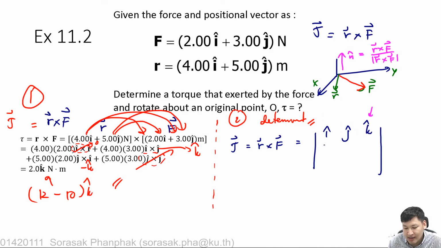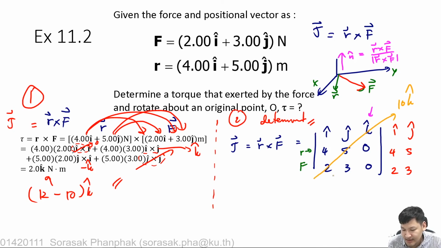So how about R in the first row? We're going to substitute the components of R. So it's 4, 5, and 0 because i, j, no k. And how about F? So it's 2, 3, 0. And you put j in. This is 4, 5, 2, 3. So now you multiply all these terms. Like here you got 10k. This term got zeros, right? And this also got zeros.